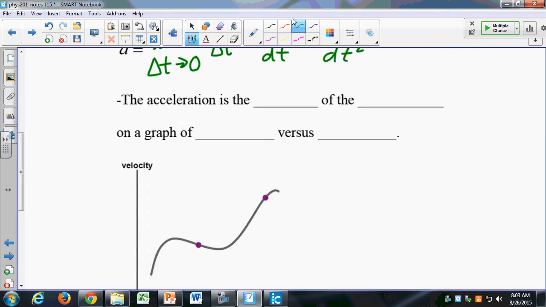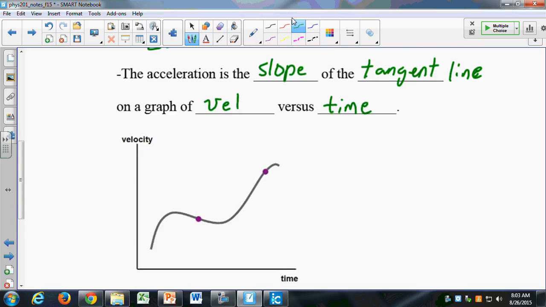All right. The acceleration then is the slope of the tangent line, just like we had before, on a graph of v versus t, velocity versus time. All right, so you need to get pretty good at drawing your tangent lines. Try sketching out a couple of tangent lines on this function where I have the 2 dots. Just take a second and sketch out what the tangent line should look like on that function. And then I'll draw them in just a second.